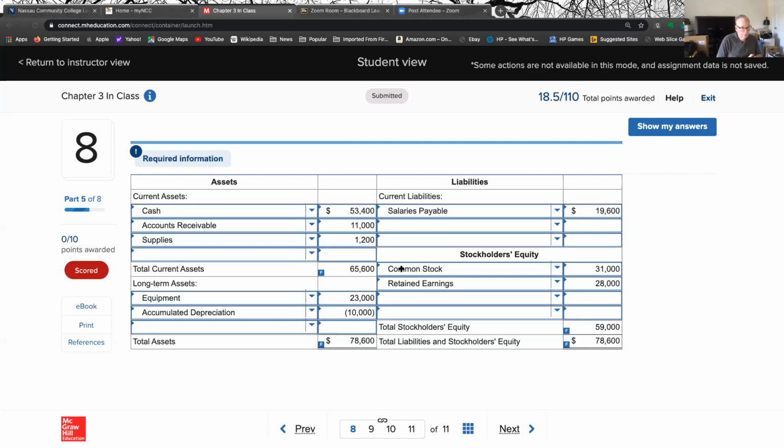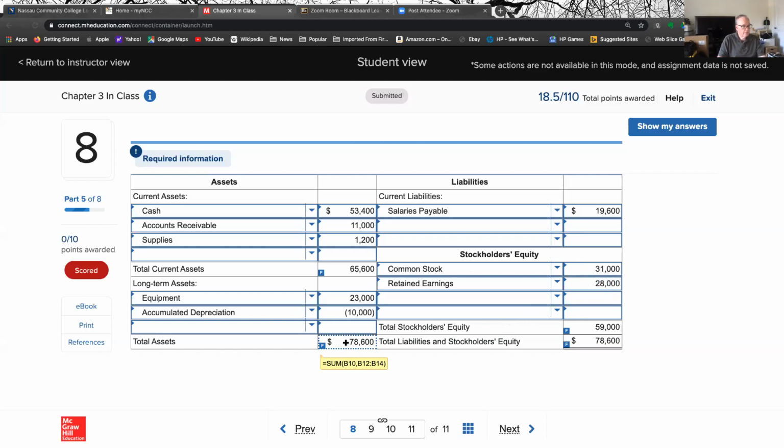Another thing you could do, let's say you didn't want to do that, right? Let's say you knew everything on this page except this 28,000. Could you back into that 28,000? In other words, if you know that assets equal liabilities plus stockholders' equity, could you figure out that 28,000? And the answer is you could.